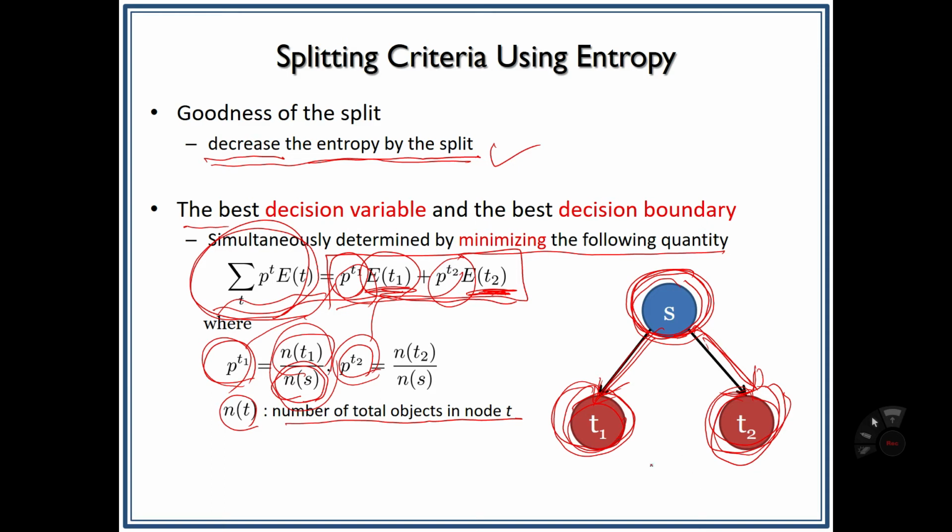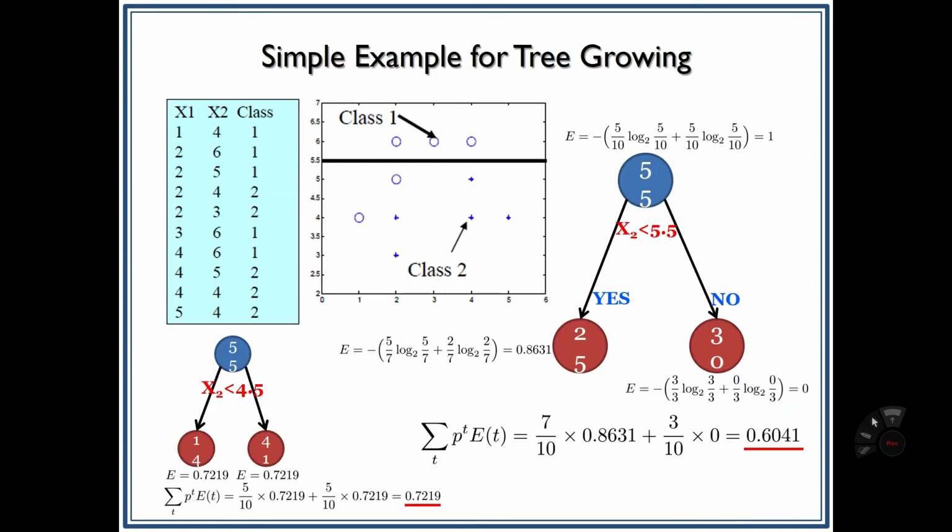So if, by splitting, T1 has more observations than T2, the entropy of T1 has more power and contributes more to this quantity, and vice versa. So here is an example, a two-dimensional example.